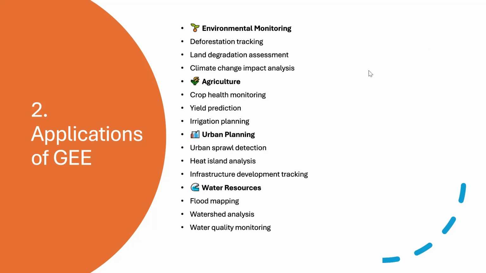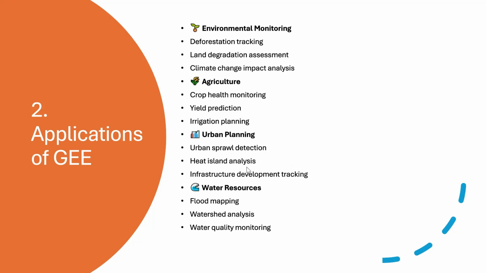Then we go to urban planning. Google Earth Engine is also a tool that can be used for projects in urban planning. This can be urban sprawl detection, heat island analysis, and infrastructure development and tracking. Also, there are other things that you can do, maybe night light mapping, where you map how night light is across a certain area. There also we can derive built-up indices from satellite imagery, where it maps out buildings on satellite images.